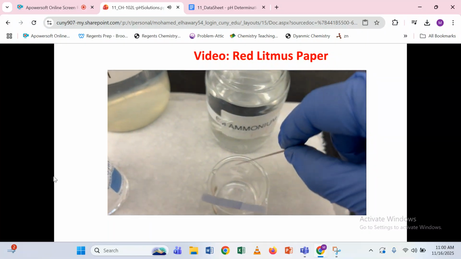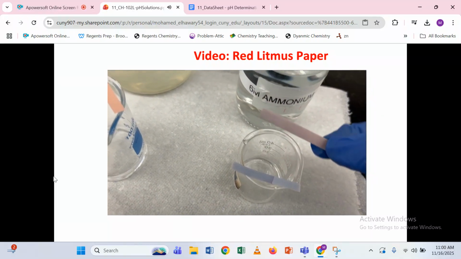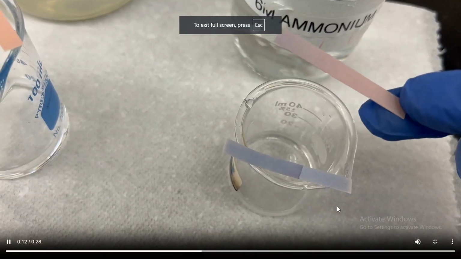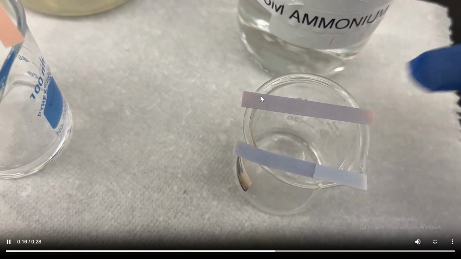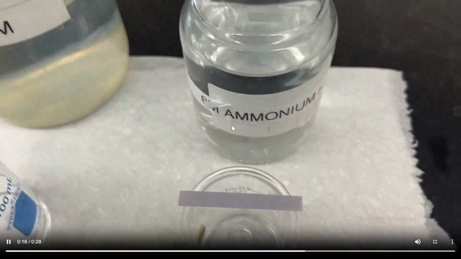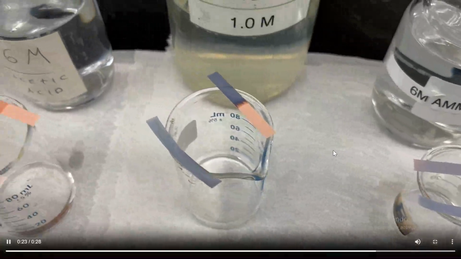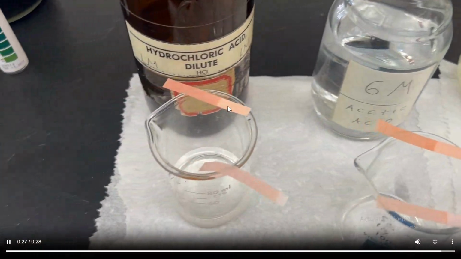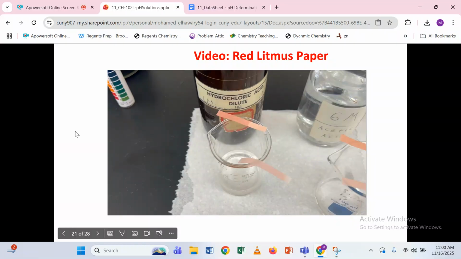We're gonna dip it in ammonium hydroxide. That was the one that was missing. Ammonium hydroxide. Let's see. Dip it and notice you see the color blue. It's turning blue. And look at that, very blue and now red. So the acids turn red and the bases turn blue.